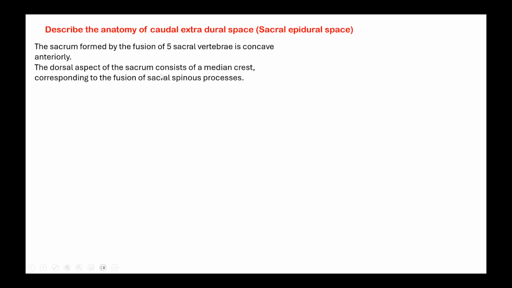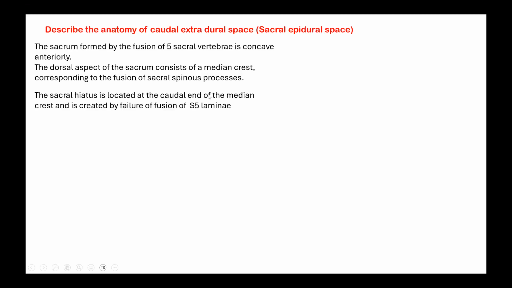So, describe the anatomy of the caudal extradural space, which is also called the sacral epidural space. The sacrum is the fusion of five sacral vertebrae in a concave anterior posture. The dorsal aspect consists of the median crest corresponding to fusion of sacral spinous processes. Unlike the lumbar and thoracic vertebrae, you don't have the spinous process projecting from the sacrum.